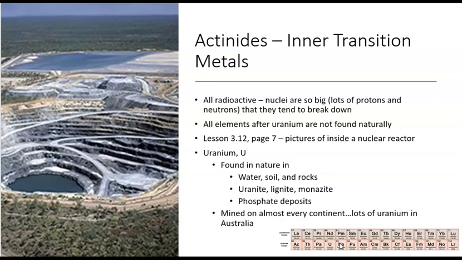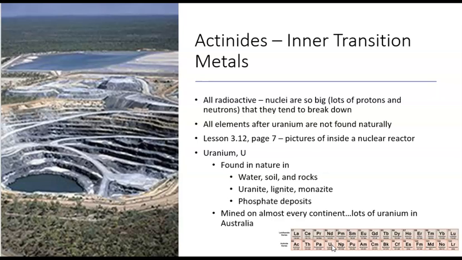Actinide series elements have nuclei that are so large that they tend to break down, and all actinide elements experience natural radioactive decay. Uranium is a well-known element in the actinide series. It's an intertransition metal with the atomic number 92. Uranium is found in nature in the form of 3 different isotopes: uranium-238, uranium-235, and uranium-234. It's found in the water, soil, and rocks on Earth.